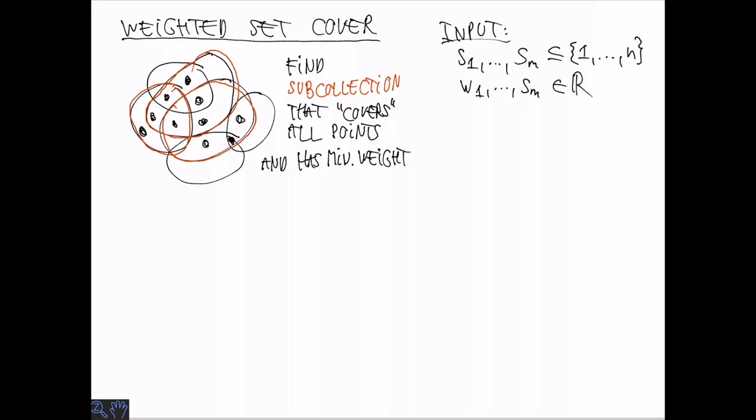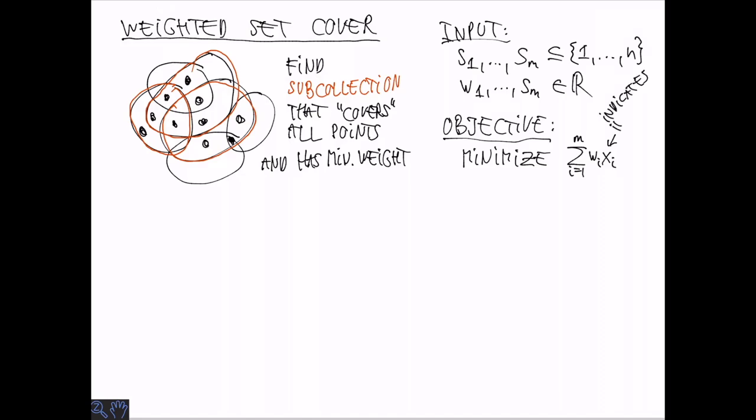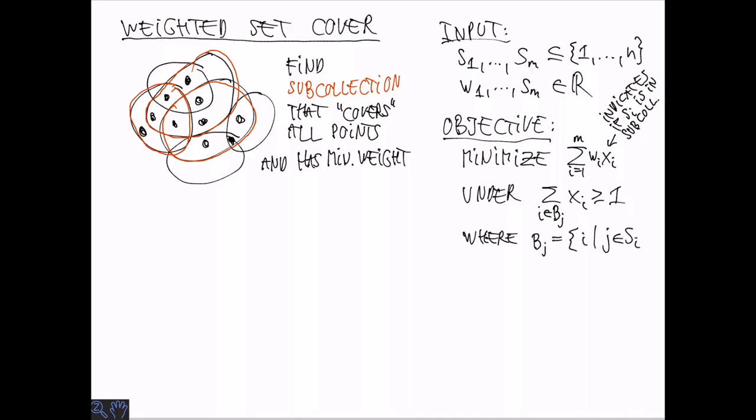So the input includes the m sets and also corresponding weights w1 through wm. And the objective is to minimize the sum of wi times xi, where xi indicates whether set number i is included in the subcollection or not. We also need a constraint to express that everything is covered. To this end, we introduce notation bj. So bj is going to be the indices of the sets that cover element j. So for each j, we need the sum of these xi's to be at least one. That means that j is covered. And of course, xi should be either 0 or 1, because either we want to include a set or not.